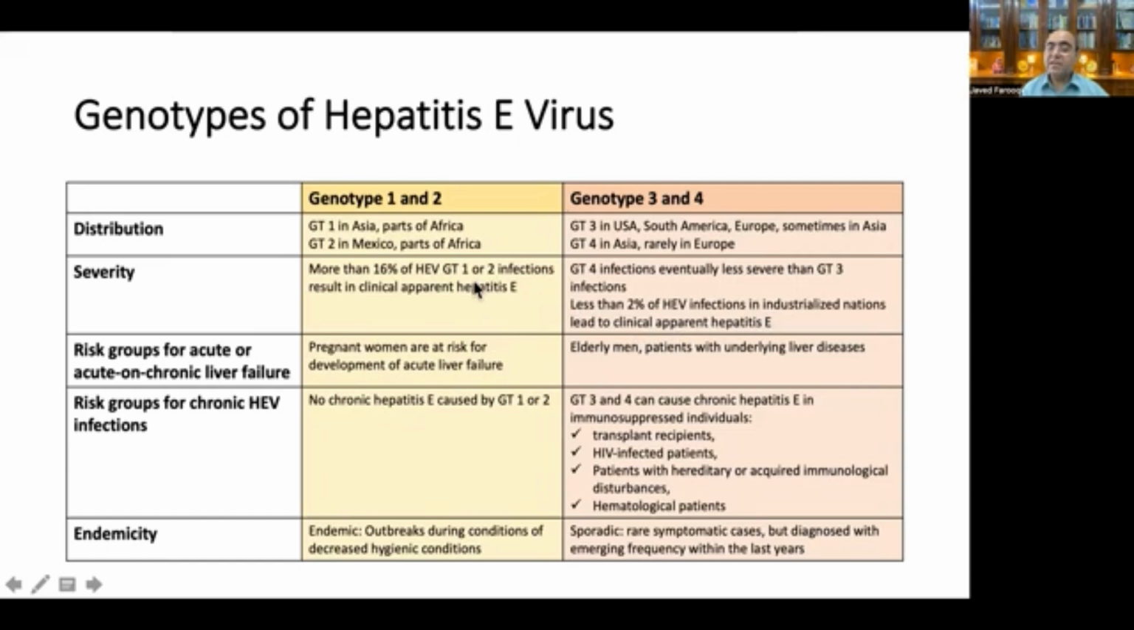What we saw is that in genotype 1 and 2, almost 16% of them present as acute hepatitis E clinically, while in the case of genotype 3 and 4, less than 2% present as acute hepatitis E.